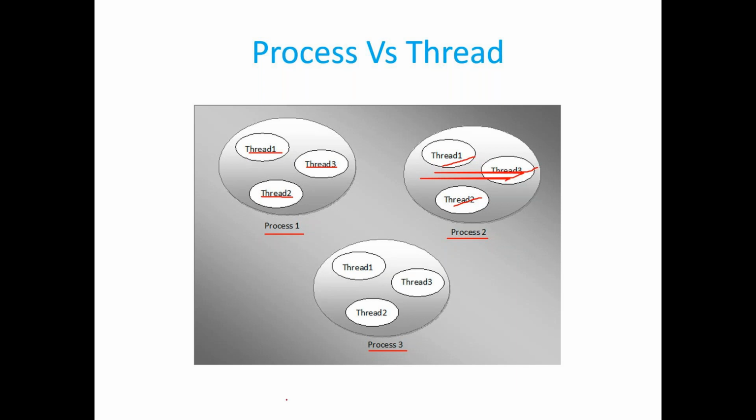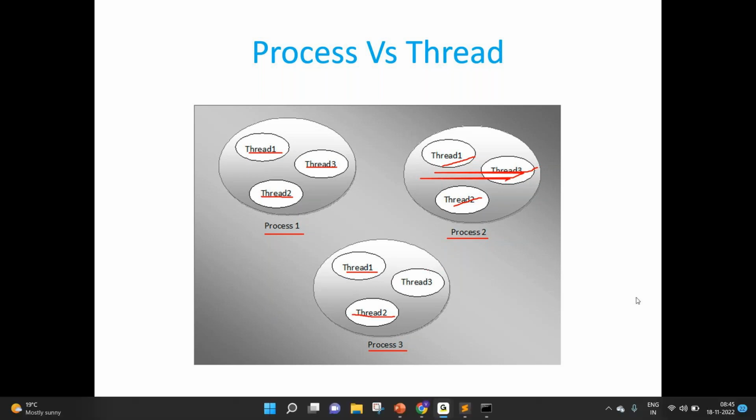Then I may have this third process where I have an audio player running, which will be taking care of the audio duration, and another thread which will be taking care of a lot of other things. So the point is very clear. On a given laptop, I have multiple processes running simultaneously, right? Similarly, within each process, you have multiple threads running.